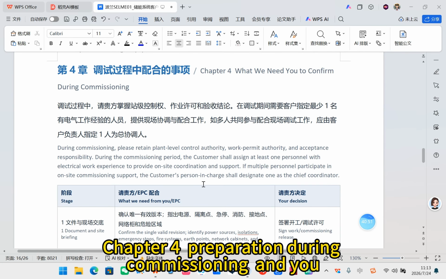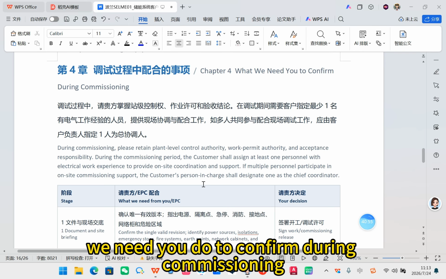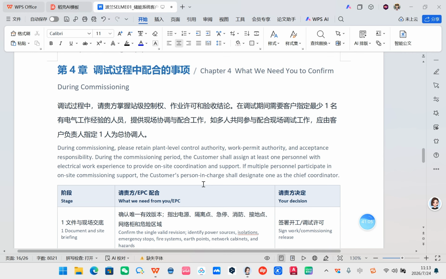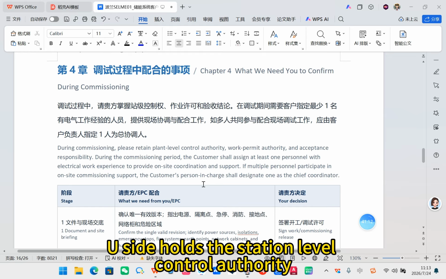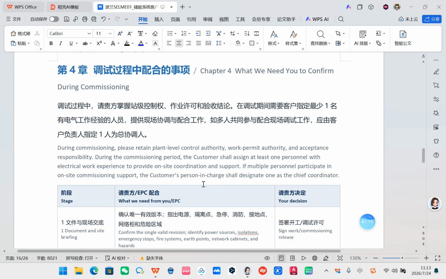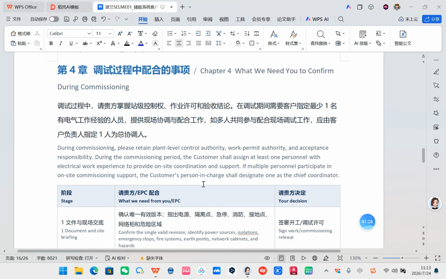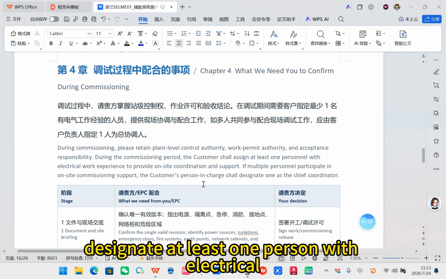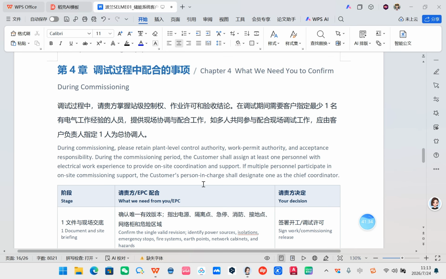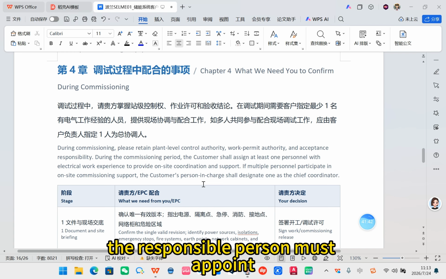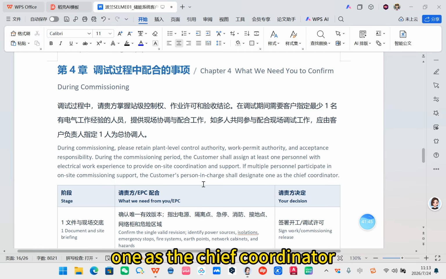Chapter 4, cooperation during commissioning, and we need you to confirm during commissioning. Chapter 4 covers the items you need to cooperate on during commissioning. During commissioning, your side holds the station level control authority, the work permit authority, and the acceptance conclusion authority. The customer must designate at least one person with electrical work experience as on-site coordinator. If multiple people are involved, the responsible person must appoint one as the chief coordinator.